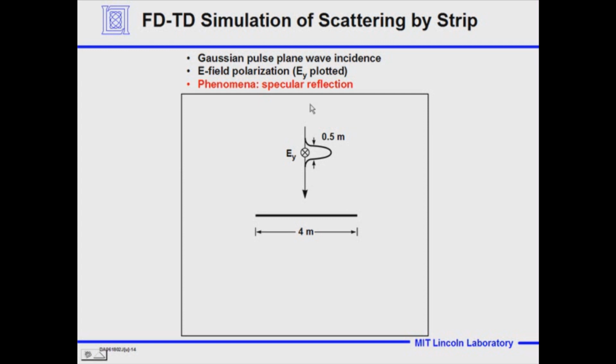Now, these have all been generated with a calculational technique known as finite difference time domain simulation. So it's a way of propagating electromagnetic waves and having them interact with conductors and things like this. That's very simple. And it's scattering by a strip. It's a Gaussian pulse that's incident on this strip, 4 meters long, and the width of the electromagnetic pulse is 0.5 meter. And the E-field polarization is in the Y direction going into the screen that you're looking at. And the phenomena we're going to look at is specular reflection.